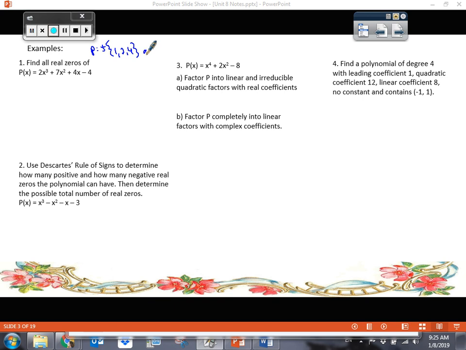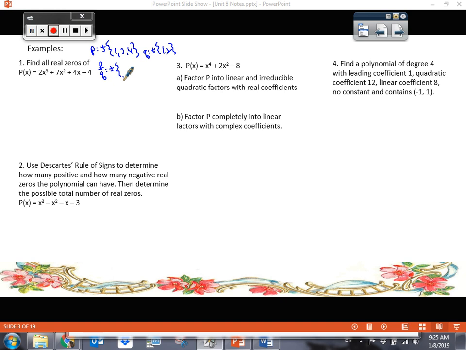Q are the factors of the leading coefficient. The leading coefficient is the one with the biggest exponent, this one, 2. Well, the only way to get 2 is 1 times 2. Now, that's what P is and that's what Q is. Where we're going is P over Q.